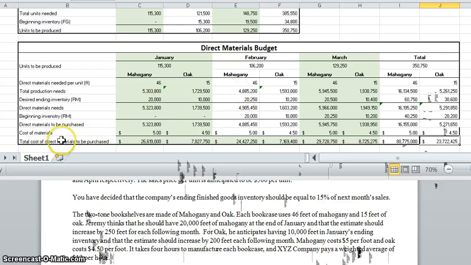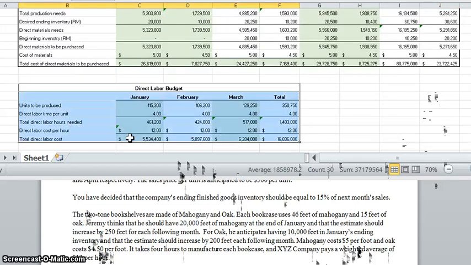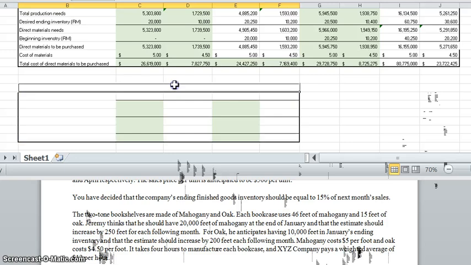All right. So now that we have a good feel for our direct materials budget, let's get rid of that. We'll do it from scratch. Next, we're on to our direct labor budget. It is actually much, much easier than our direct materials budget.